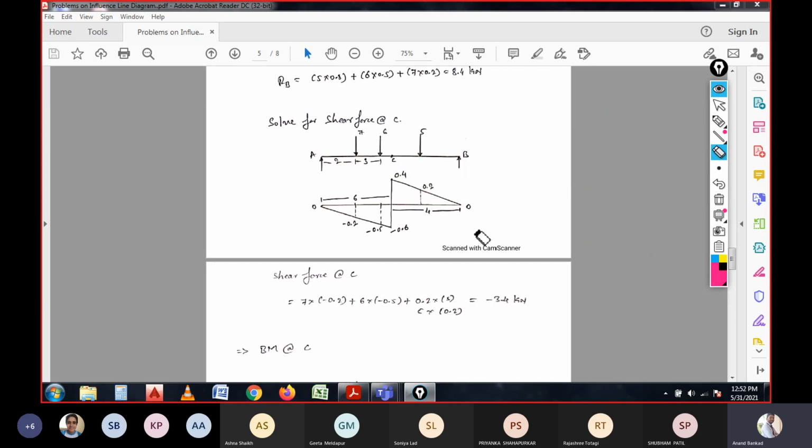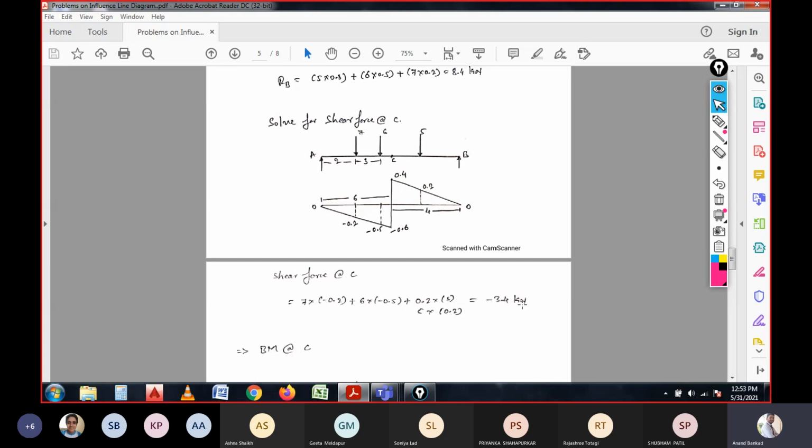So if you calculate these coefficients, then it is time to calculate the shear force. So how is it calculated? Just multiplying the coefficient values with the concentrated forces. So 7 into minus 0.2, and again 6 into 0.5, and 0.2 into 5, or else 5 into 0.2, which is a positive sign, and the remaining two have a negative sign. You will be getting minus 3.4 kilonewtons, which is a negative shear force.